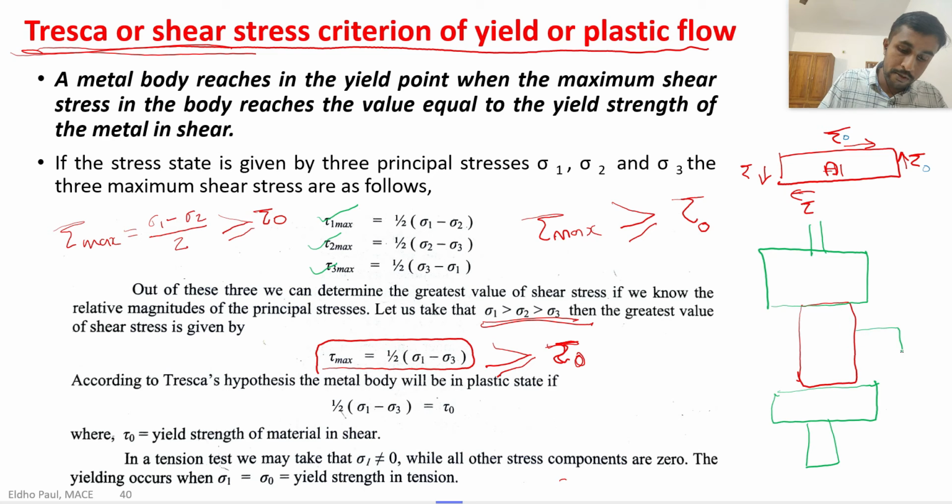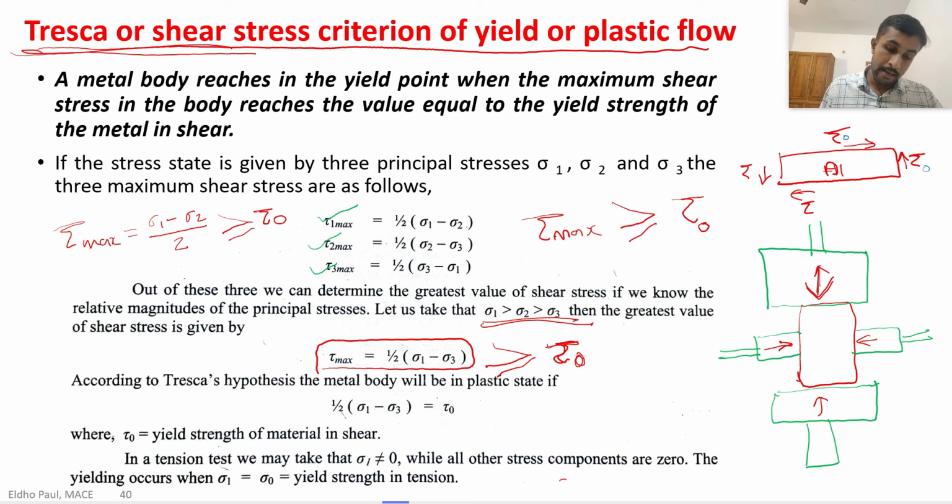I am applying a force here, also using another, in order to prevent barreling. To prevent barreling, I am applying a force also in the tangent or transverse direction. A force is applied in this direction.